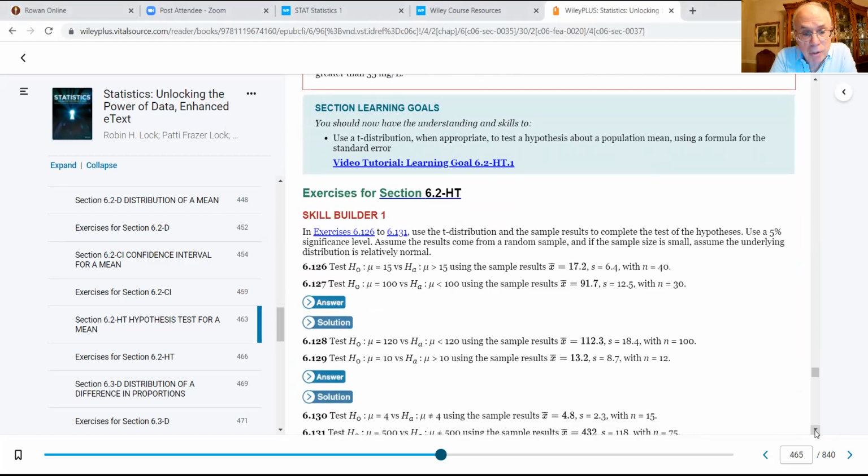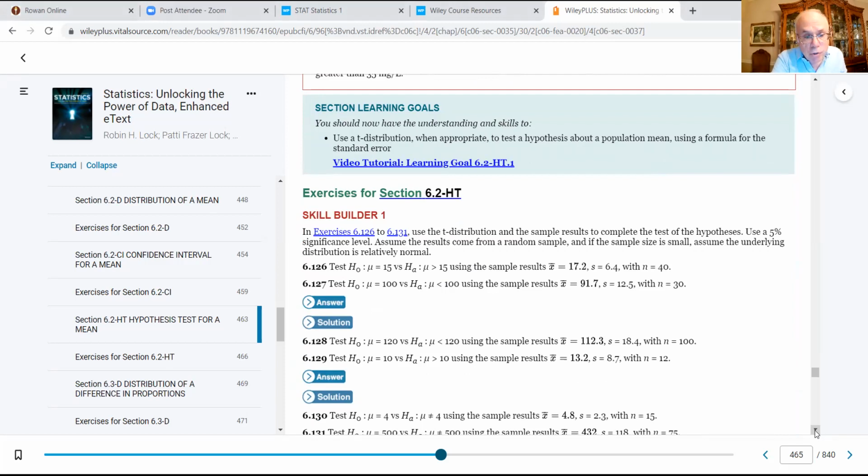Okay, and although they don't show a left tail test here, there is one in the back of the book here. So I do want to show you an example of a left tail question. So just give me a second here. Let me find one. Yeah.